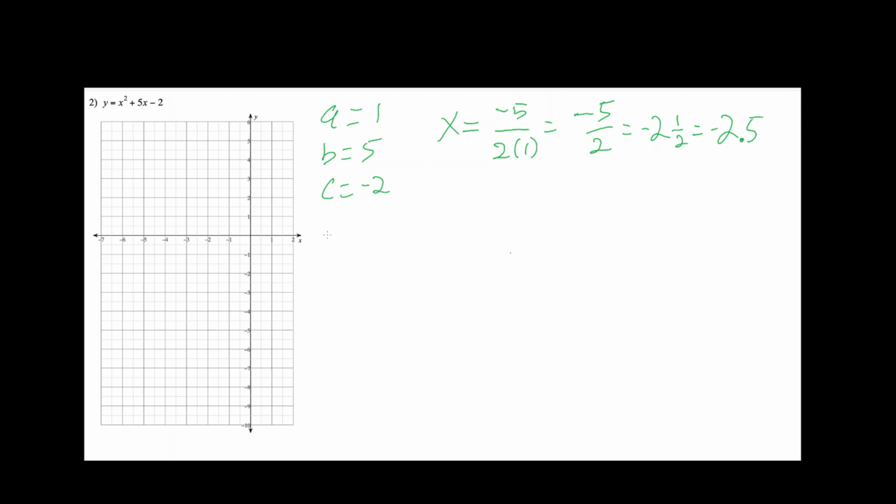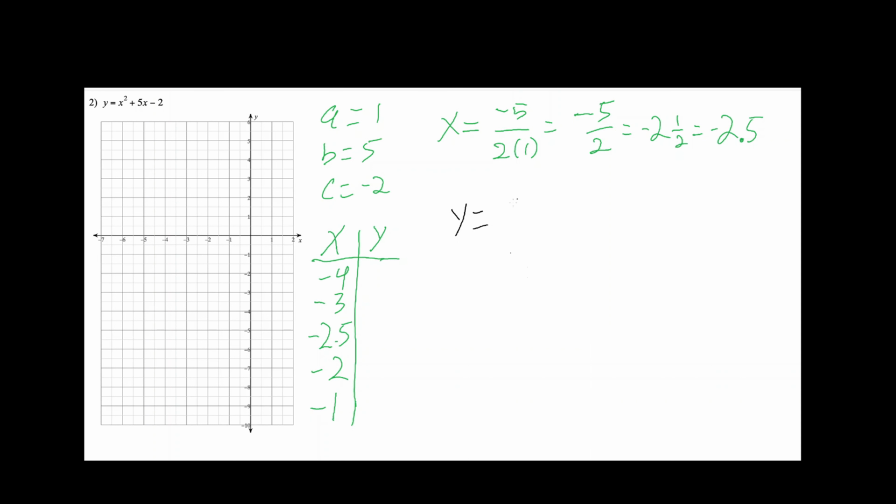Now, when we set up our xy chart here, we go -2.5, and to the left, we can go to -3 and -4, and then to the right, we go -2, -1. So once we set up our xy chart, we then look to plug in our x values into our equation. So we're going to go with -2.5 first to figure out your vertex or your starting point for your parabola.